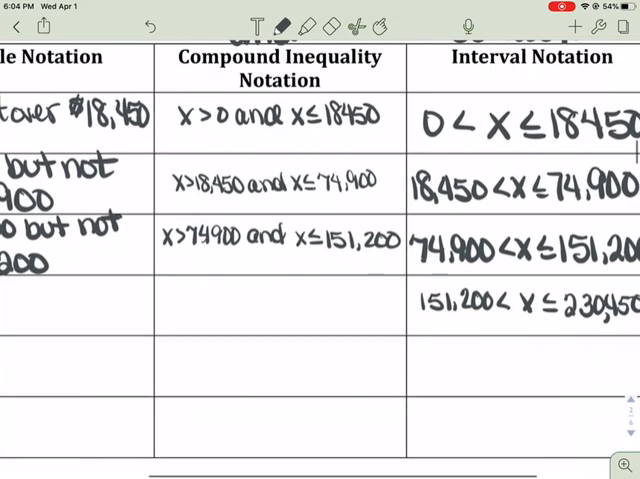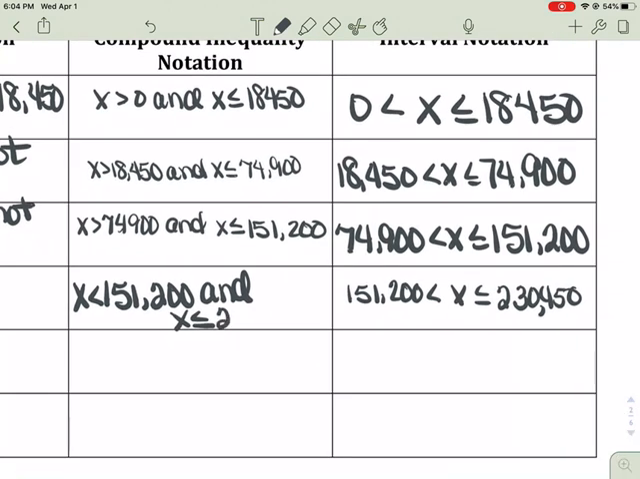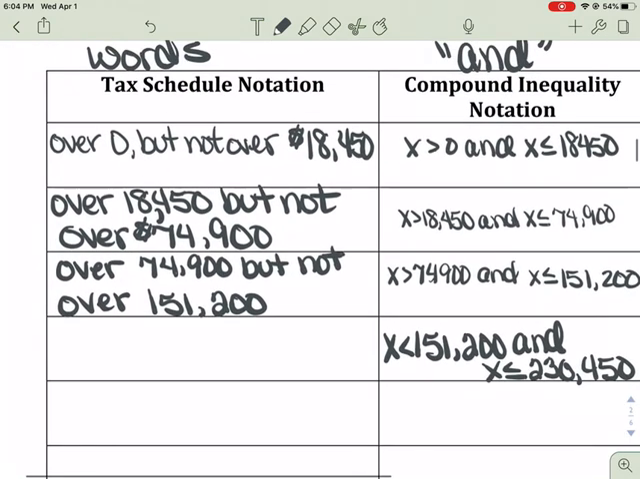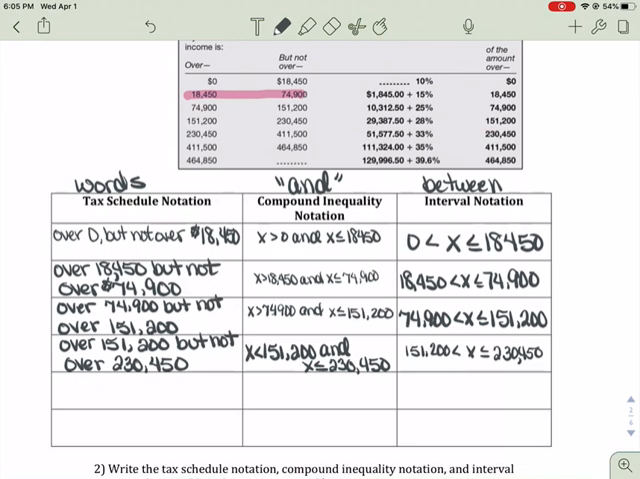So I gave you the between here. Okay, so we're going to want to be less than the 151,200 and X is going to be less than or equal to 230,450. Okay, and then let's do it in words. So we're over 151,200, but not over $230,450. Okay, why don't you pause the video, take a moment.